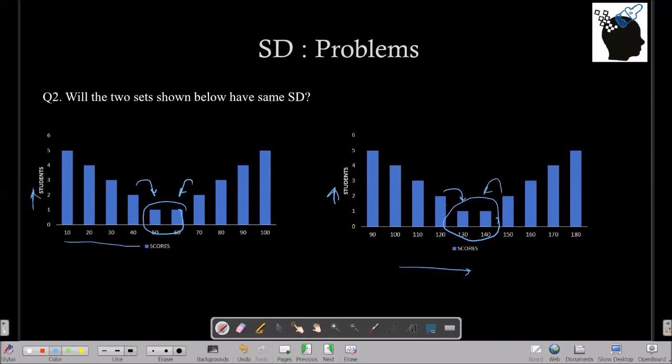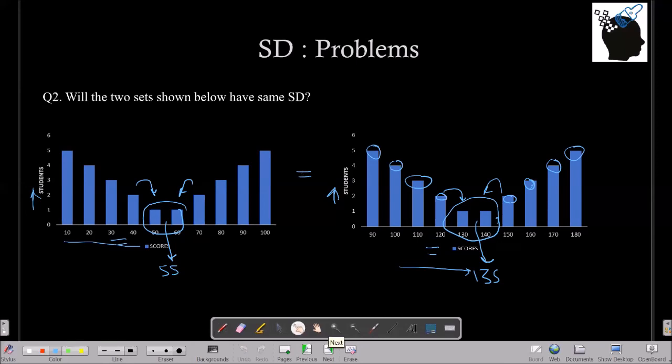So if you look at the two sets, in this case the mean will be 55. And in this case, the mean will be 135. And all the values are actually looking symmetric as compared to the mean. They are symmetric as compared to the mean in both the cases. And the distance is also the same. So that means these two sets will have the same standard deviation.